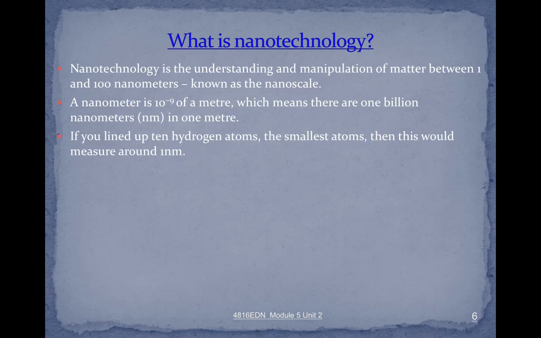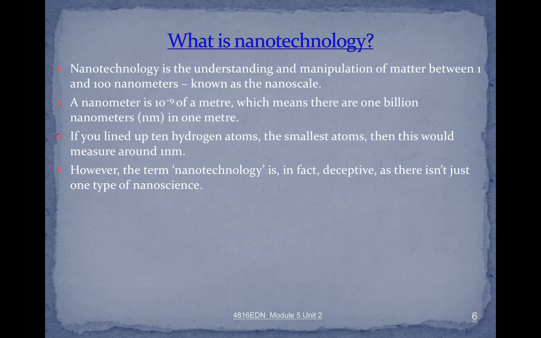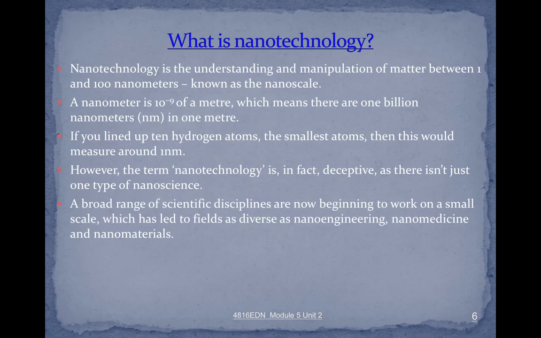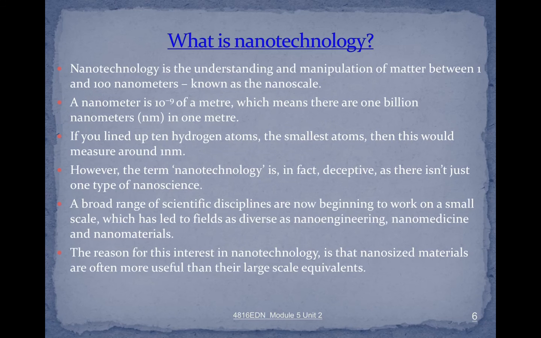Okay, so if you lined up 10 hydrogen atoms, the smallest atoms, this would measure around 1 nanometer. So we're talking at the atomic scale. However, the term nanotechnology is in fact deceptive, as there isn't just one type of nanoscience. It's a whole field in itself. A broad range of scientific disciplines are now beginning to work on a small scale, which has led to fields as diverse as nanoengineering, nanomedicine, and nanomaterials. So really, a bunch of different disciplines are using these technologies in their own fields.